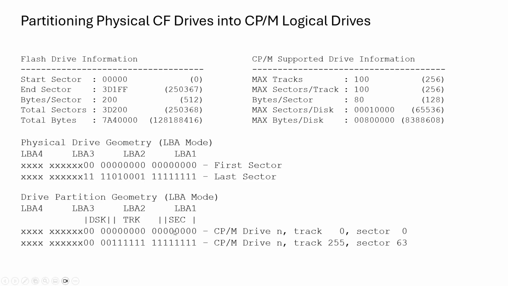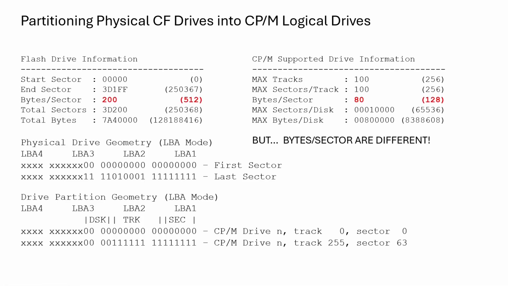So I've got sector numbers, track numbers, and disk numbers. And you can see for a given disk, the sector address will always start off with all zeros. Same thing for the first track will always be all zeros. Rolling up to all ones in the sector address, and then all ones in the track address. So that gives me a starting track, starting sector of 0, and then an ending track of 255, sector 63. So you get 64 sectors in a disk, 256 tracks in a disk. And these bits could potentially give me 16 CP/M drives.